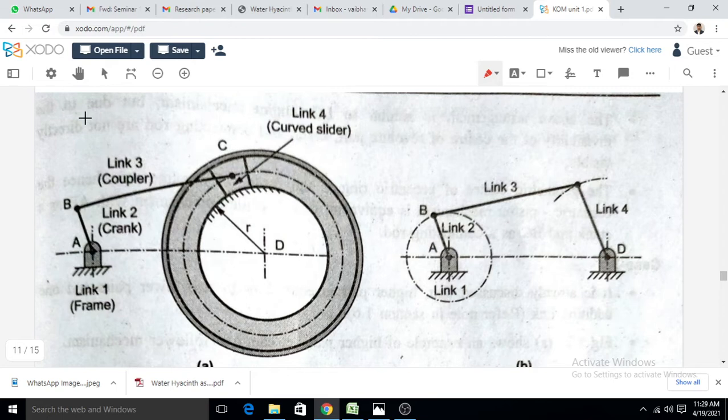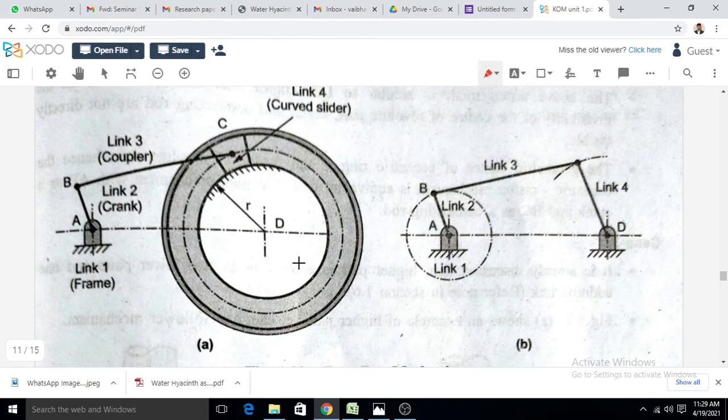See here, in this mechanism, consider there are two images, image A and image B. In image A, there are four links present. This is link 1, the fixed link or frame is called link 1, and this line shows that this is a fixed link. Then this is link 2, which is called the crank. Then the coupler is link 3, and this is the curved slider.